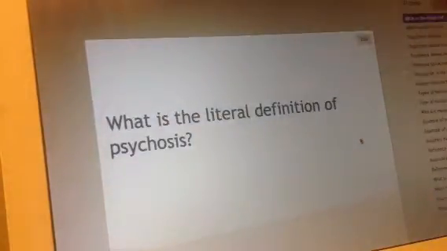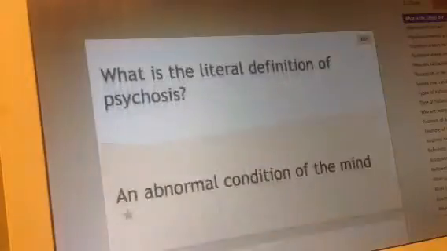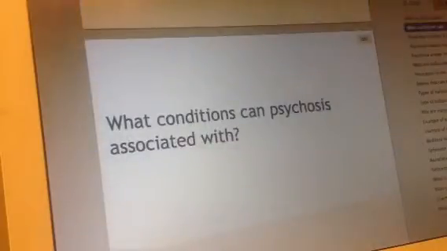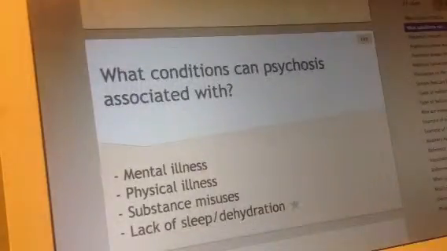What's the literal definition of psychosis? An abnormal condition of the mind. What conditions can psychosis be associated with? Mental illness, physical illness, substance misuse, and lack of sleep or dehydration.